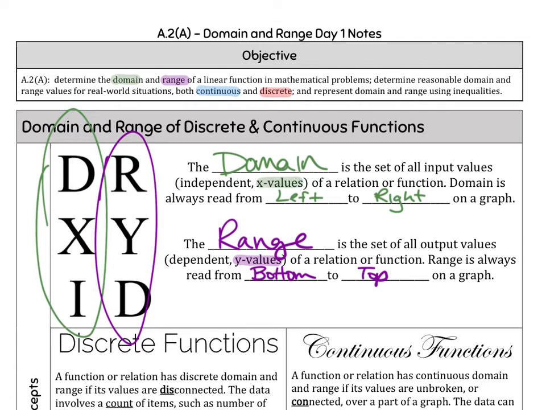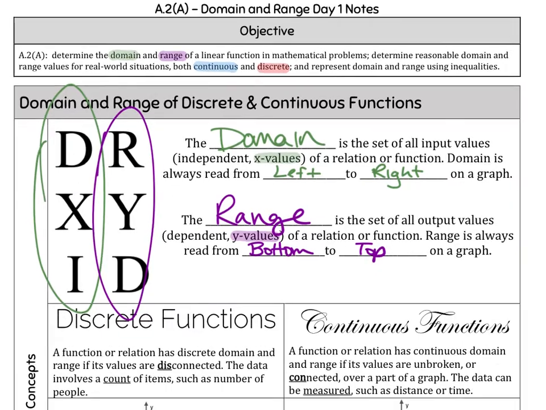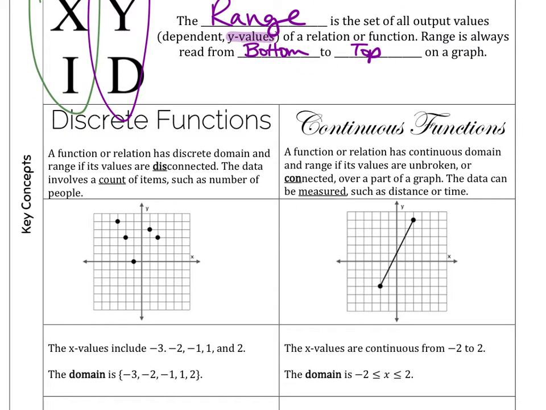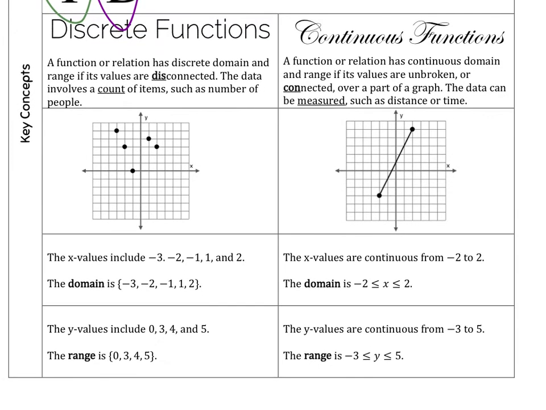Now, if you notice, those words that I had you highlight from today's objective are also right here, and they have their own little sections, discrete and continuous. There are 2 types of functions in the world, 2 big main categories of functions. One of them is called a discrete function, and one of them is called a continuous function. A discrete function is a relation or function that has values that are disconnected. I want you to highlight the word disconnected. Discrete, disconnected. These are going to be like little dots on your screen, like a scatter plot or something. That is disconnected data, so it is discrete data.